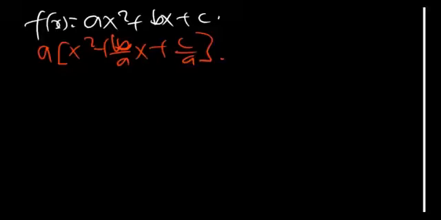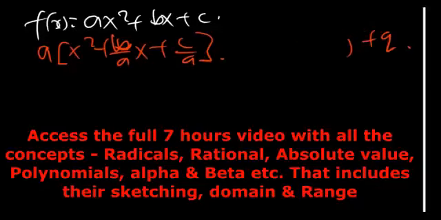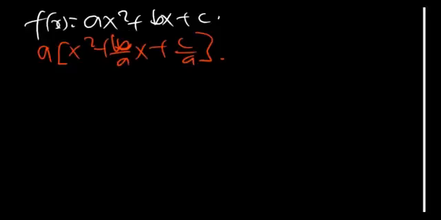The reason why we are factoring out a is we want our turning point to be in the form a, open brackets, x plus p, squared, plus q. That's the reason why we are factoring out the a, so we will keep on bringing the a there. Now the next step here is you get the coefficient of this x, which is here, and you multiply by half. What is half of b over a? You say b over a times half, which is going to be b over 2a.